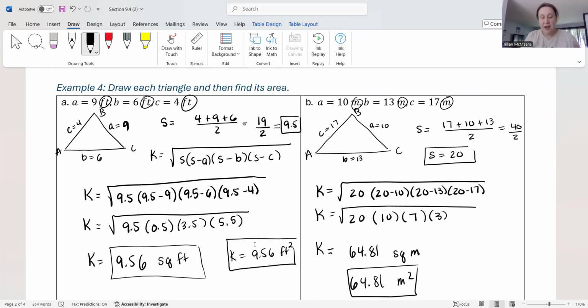Okay, so there you have it. That is Heron's formula. This is specifically used when you have a side, side, side triangle. Not really that hard. You could certainly get situations where you may have decimals, which make it slightly harder, but it's really just sort of plugging numbers into the formula and then inputting it into your calculator. All right, so that is Heron's formula.